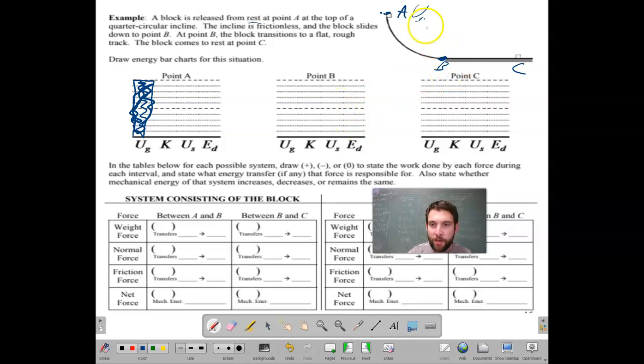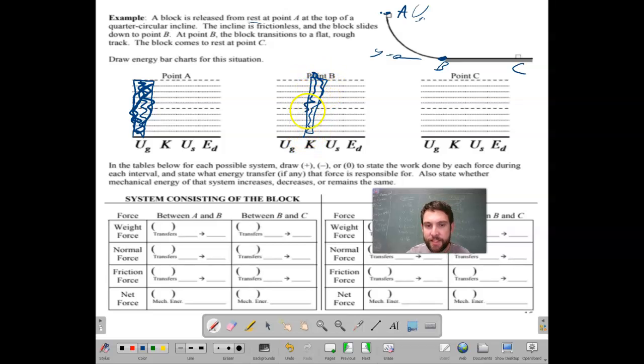So at point B, all of that gravitational potential energy has been transformed into kinetic energy by gravity doing positive work on it. Is there any gravitational potential energy right here? No, we're going to say this is our height equals 0 point right there. So that means all of our energy is now kinetic energy.